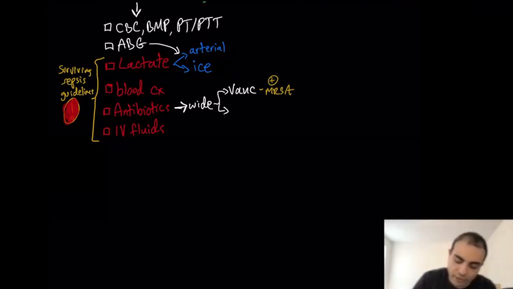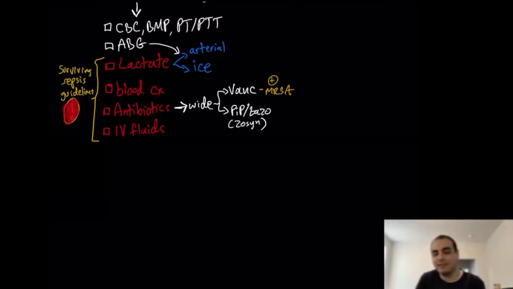The other antibiotic you wanna give is piperacillin tazobactam, okay? Sometimes they call it Zosyn or Tazocin, piperacillin tazobactam. And so what is this gonna cover? Gram negative, Pseudomonas. Pseudomonas specifically, and anaerobes, okay? Very important. So this is good.